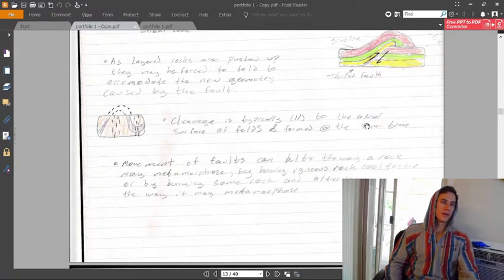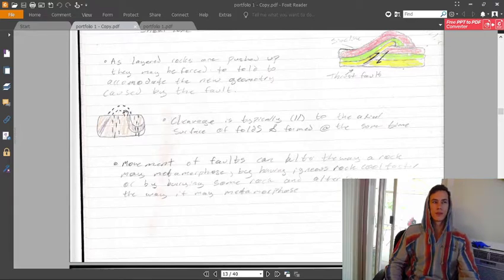Cleavage is typically parallel to axial surface of folds and forms at the same time. So right here we're predicting where this goes, right? Let's say this is at the surface and this is eroded away. We're saying that, oh well, this layer goes up and it must come down. That's why the dotted lines are there.